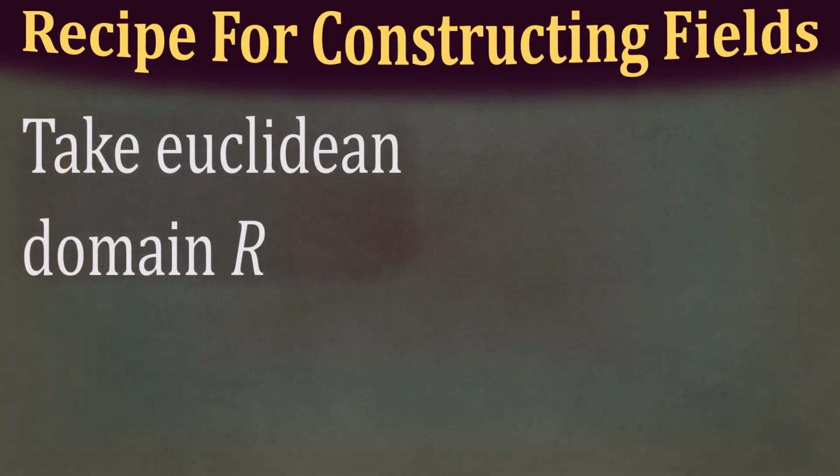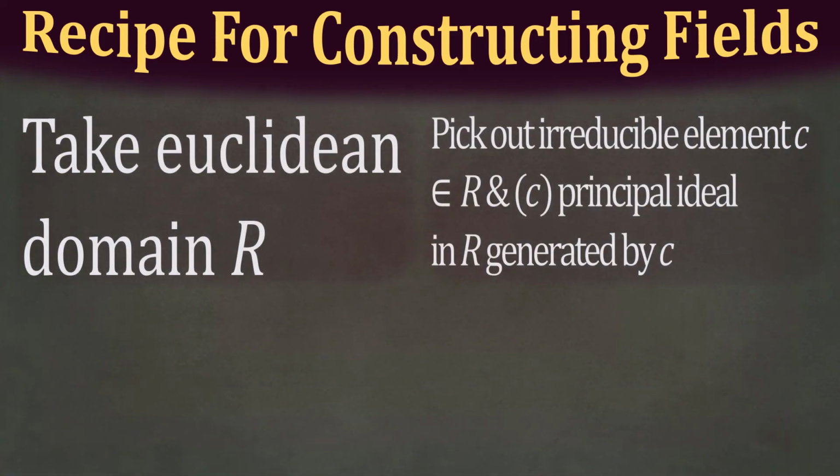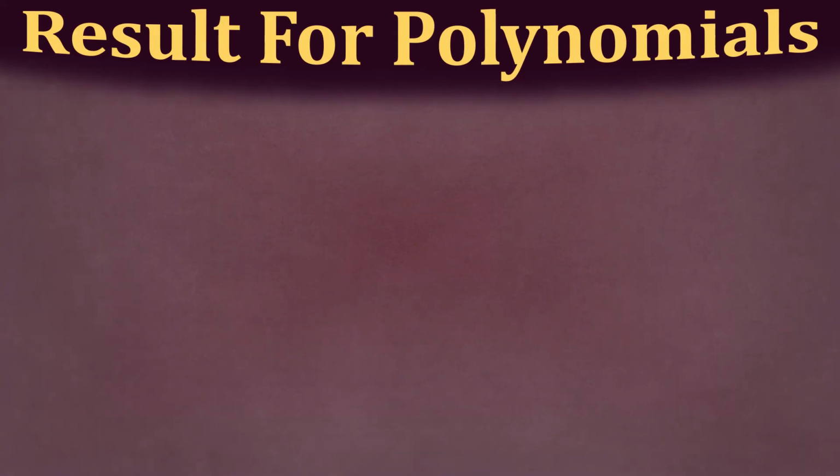First, take some Euclidean domain R. Then pick out some irreducible element C in R and let the ideal generated by C be the principal ideal in R generated by C. Next, the ideal generated by C is maximal, and hence the quotient ring R over the ideal generated by C is a field. Therefore, we get the following result for polynomials.